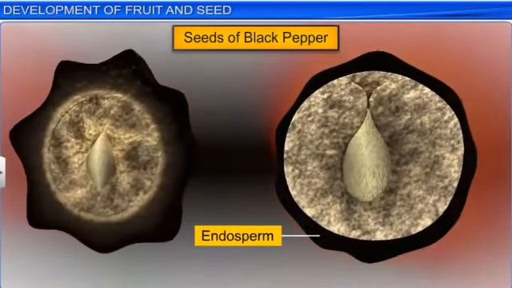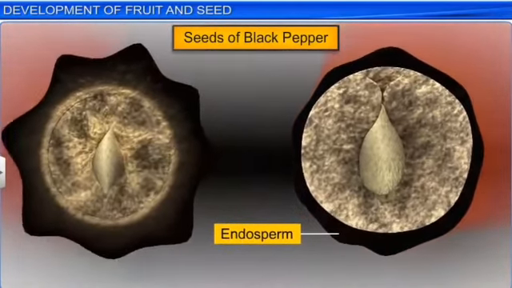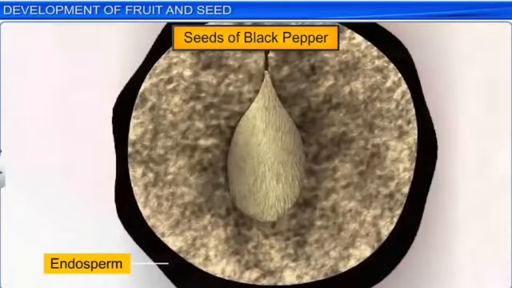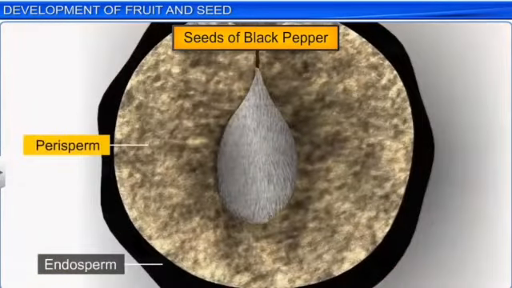In case of the seeds of the black pepper also, we can see how the endosperm looks like, and the perisperm, which is basically the edible portion that is mainly used for the content of our food also.